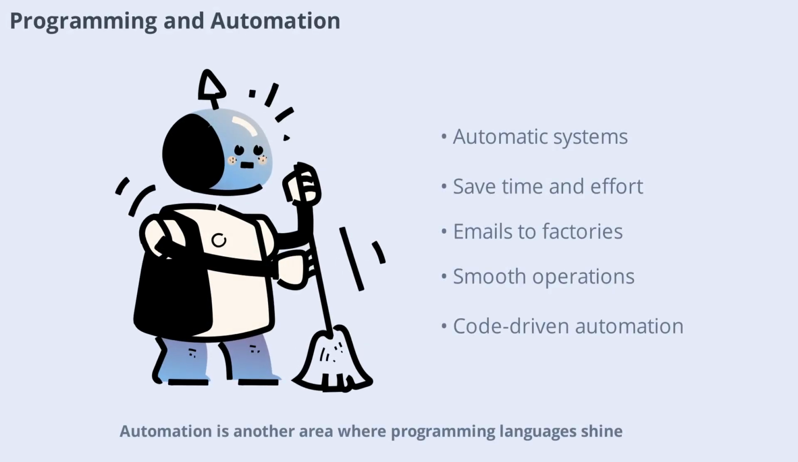Automation is another area where programming languages shine. They allow us to create systems that work automatically, saving time and effort. From scheduling emails to running factories, automation relies on code to keep things running smoothly.